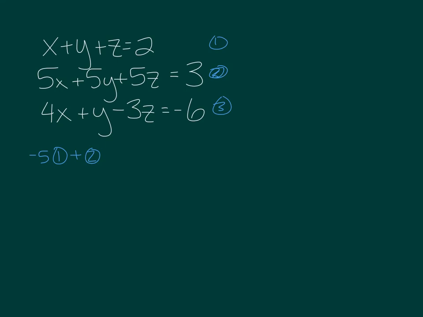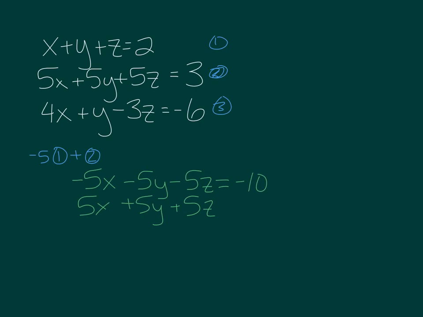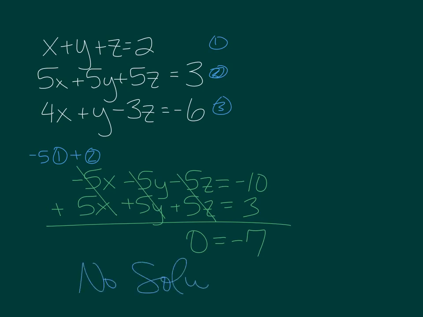Negative 5 times the entire first equation would give me negative 5x minus 5y minus 5z equal to negative 10. Okay, and I want to add that to my second equation, like I said: 5x plus 5y plus 5z equal to 3. Now when I add these equations, the x's cancel, the y's cancel, and the z's cancel, which means I'm left with the phrase 0 equal to negative 7. Now this is not true, and immediately I can stop and I can say that this system has no solution. Easy as that.